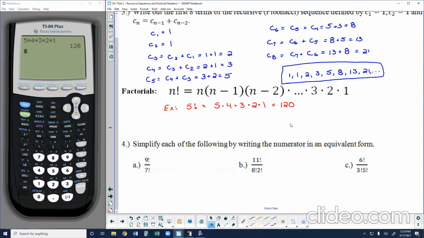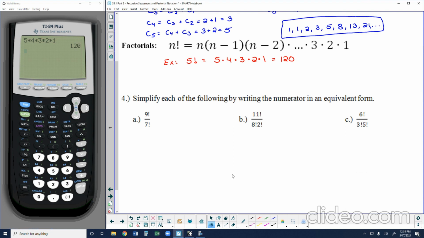Now, in problem number 9, it says simplify each of the following by writing the numerator in an equivalent form. What we see here in 4 is 9 factorial. 9 factorial could be written as 9 times 8 times 7 times 6 times 5 times 4 times 3 times 2 times 1. So we could rewrite that number. However, the denominator is 7 factorial. So what we see right here, if I section off this part, this is actually 7 factorial.